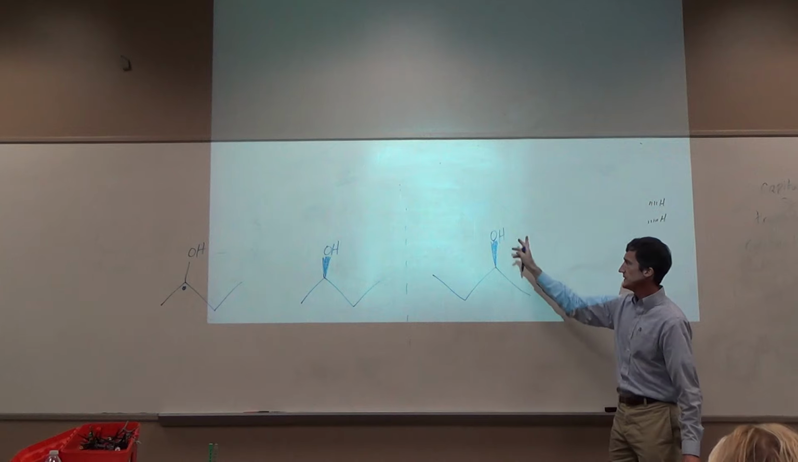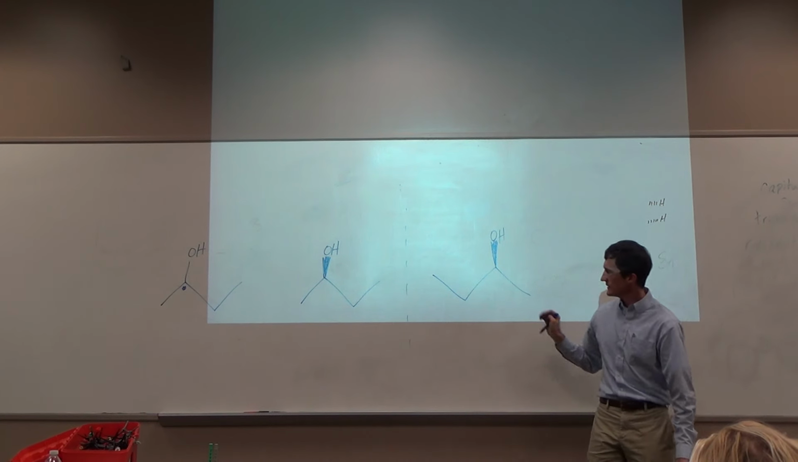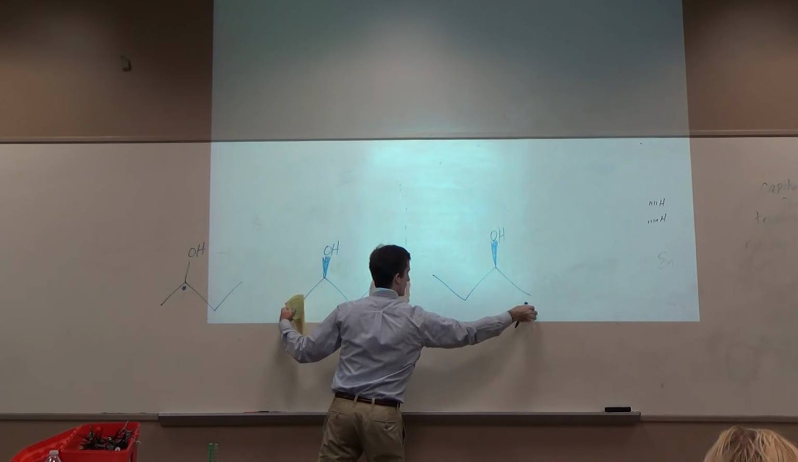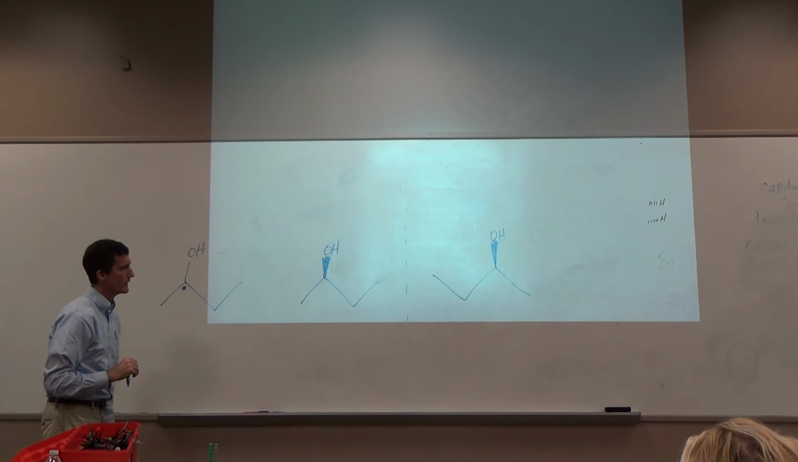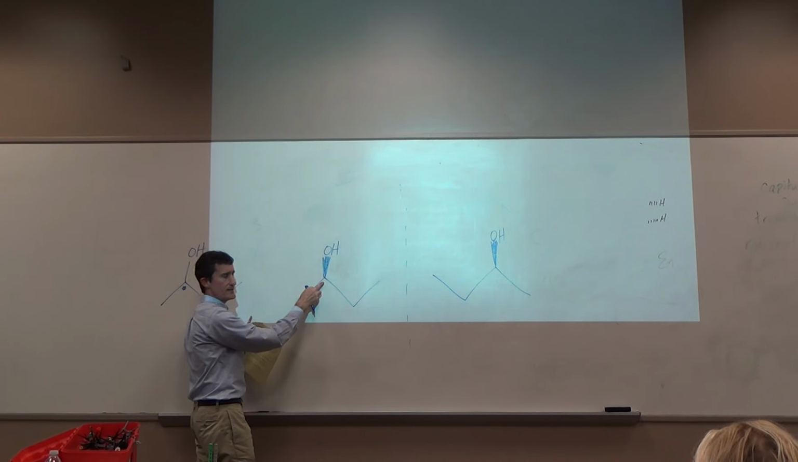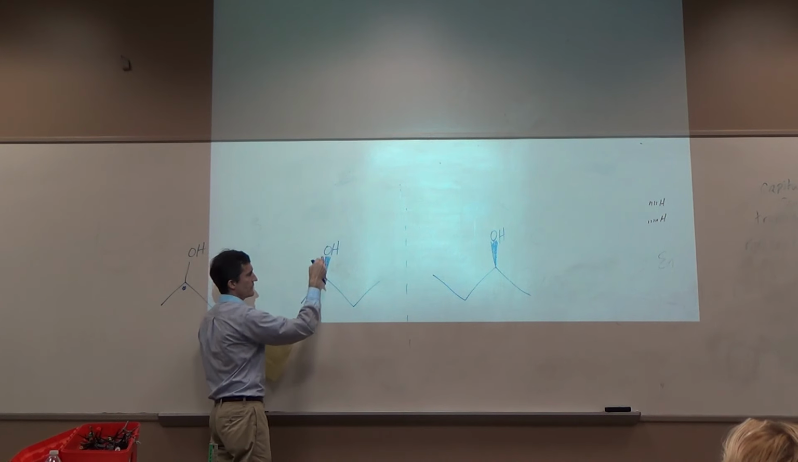I mean, the H might be there, that's irrelevant. Does that look like mirror images? Yeah. Let's do R or S here. There's 4 different things here. That's high priority?